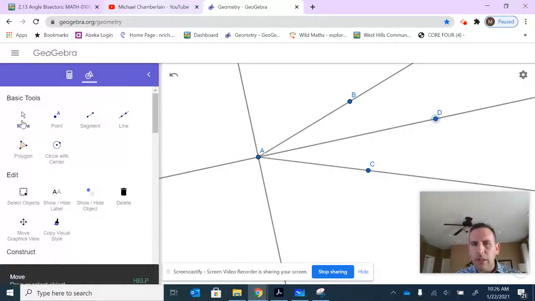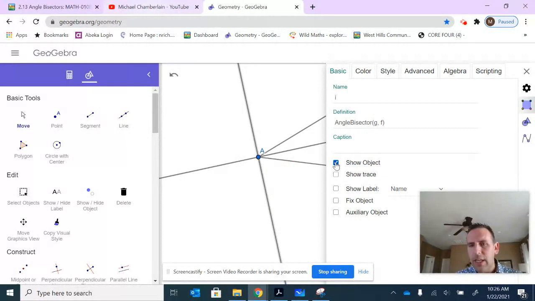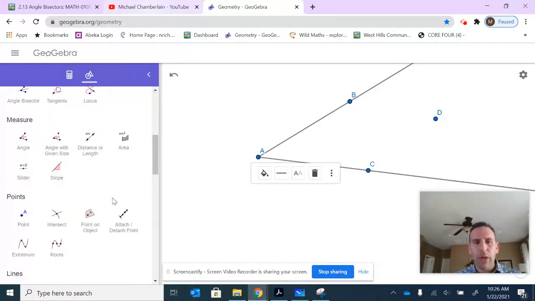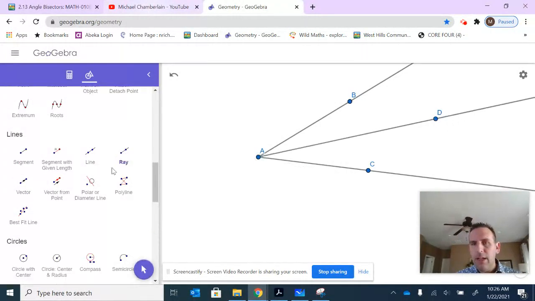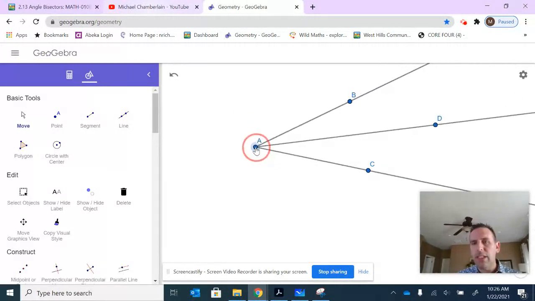If you want to clean up your drawing a little bit, which I often do, you can click on the pieces that you don't want, right click, go to settings and say, don't show me that object. You could even click on this one, don't show me that object. And now you just have this point D that's in the interior. But if you were to create a ray, let's say you didn't want that full line, a ray that goes from A through D, then now this is a dynamic drawing. In other words, when you move any one of these points, it stays fixed as an angle bisector. Really, really nice.